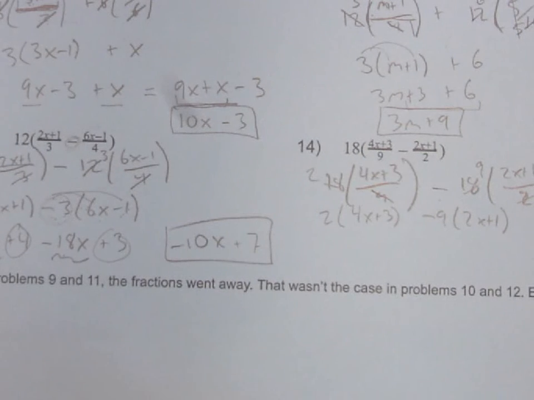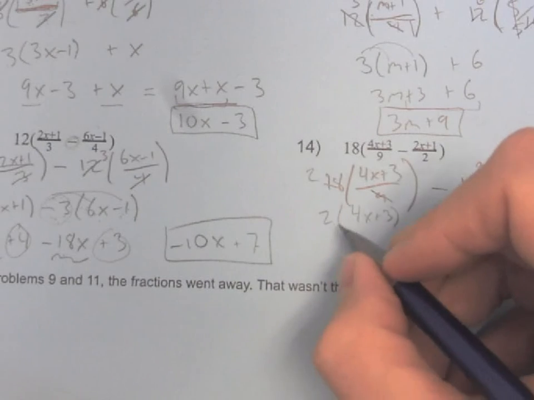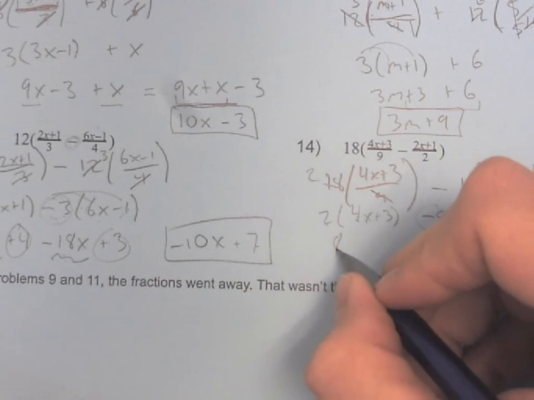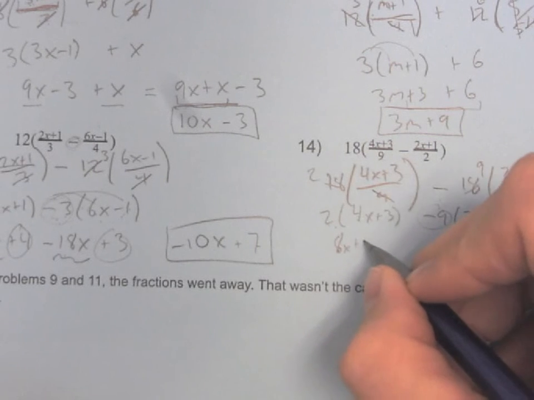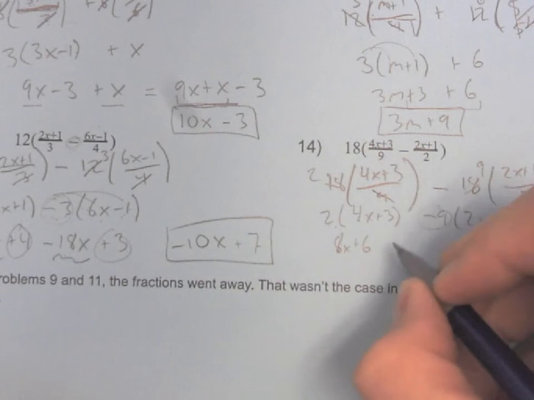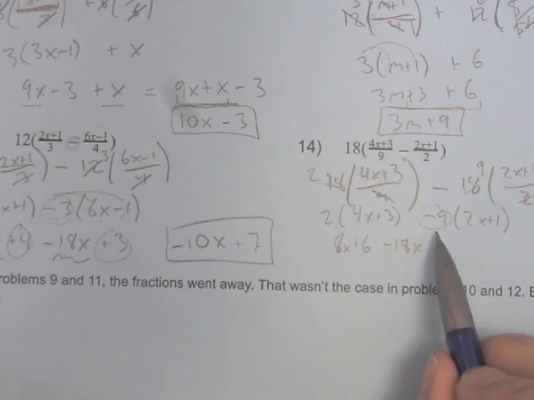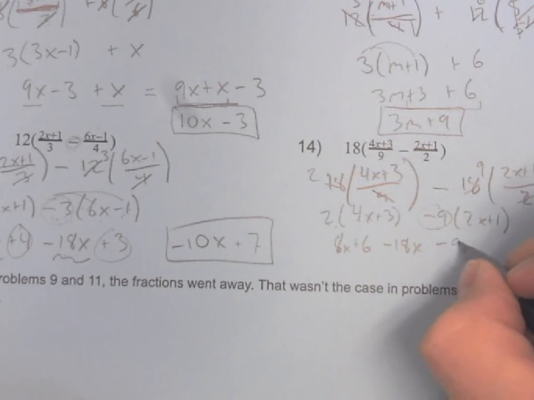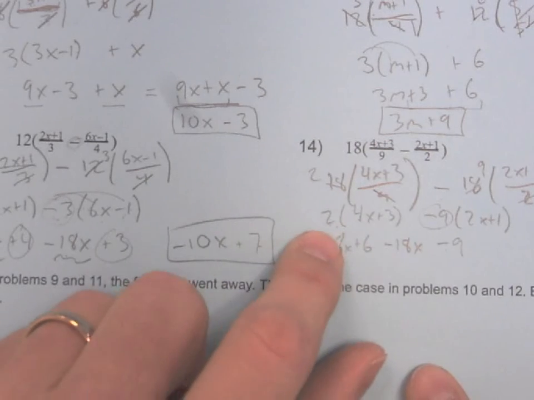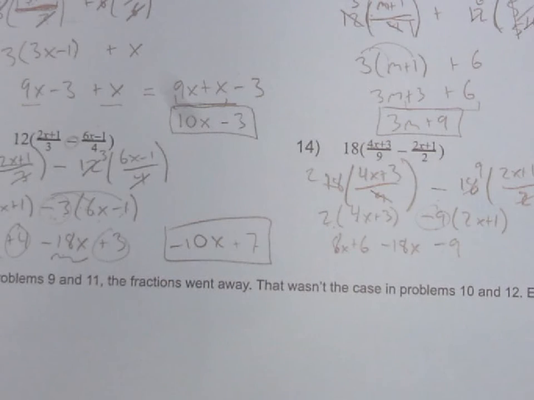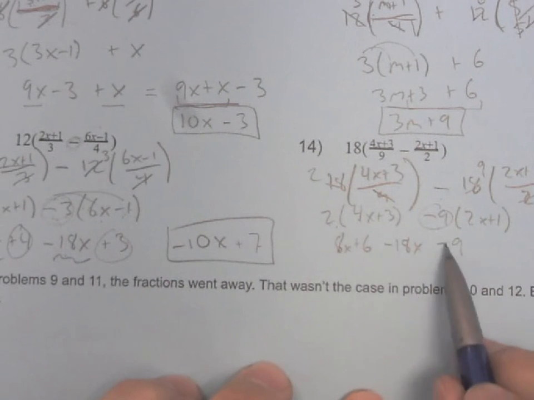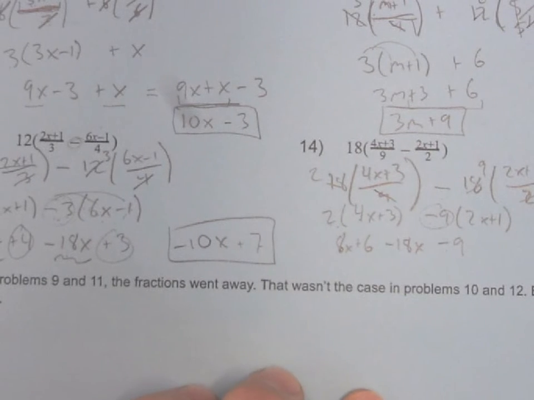Okay, so be careful with the negative when we distribute here. We'll start with the 2 though. 2 times 4x is 8x, 2 times 3 is 6. Okay, negative 9 times 2x is negative 18x, actually looking kind of similar over here. And negative 9 times 1 is negative 9. Okay, so we got an 8x, we got a 6, we got a negative 18x, and we got a negative 9. So be careful that you got both of these negatives as you distributed.